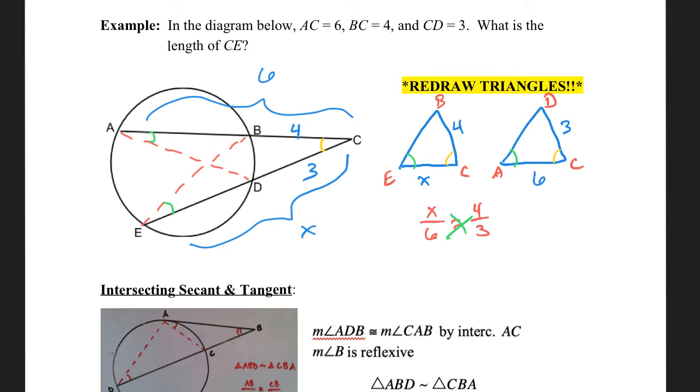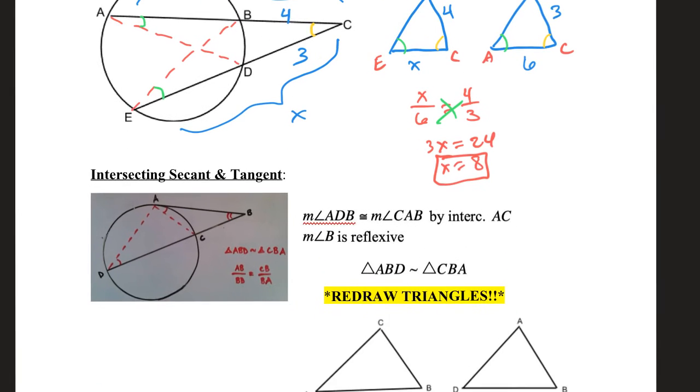We've got 3x equals 24. Divide by 3 on both sides. We get x is equal to 8. There we go. All right, last one.